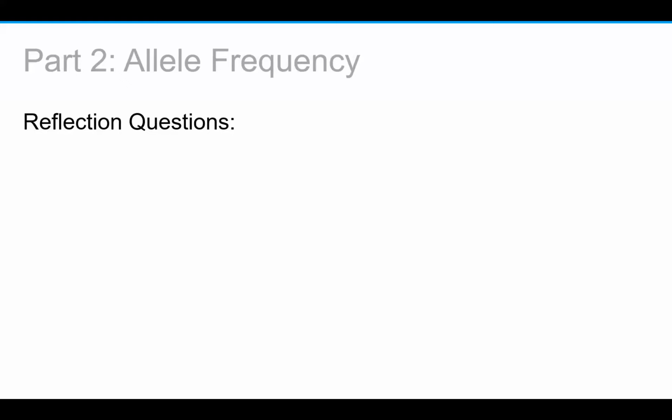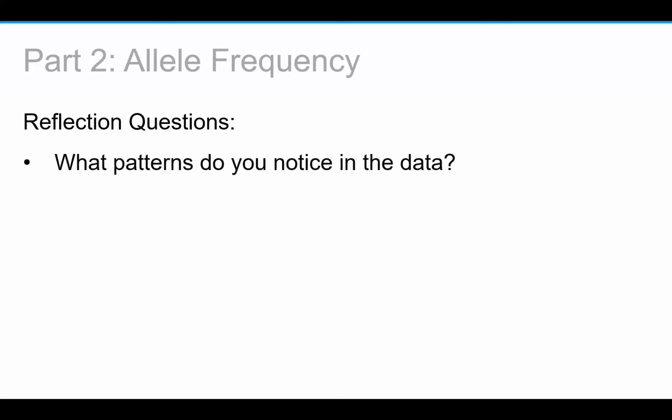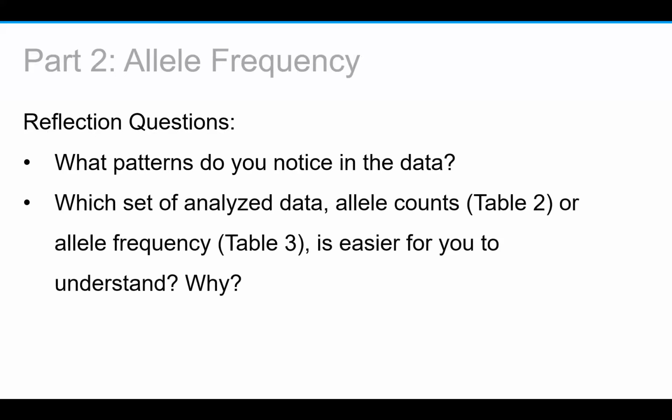So the first reflection question for part 2 again guides students to identify any patterns in the data. The second reflection question reminds students that the data in Table 2 and Table 3 come from the same raw data, but show different ways of analyzing and representing that data, and then asks them to consider which set of data is easier for them to understand. Connecting back to the skills students are using in this activity, these questions aim to get students to identify patterns in a data set, interpret those patterns, and discuss different ways of analyzing and representing data.